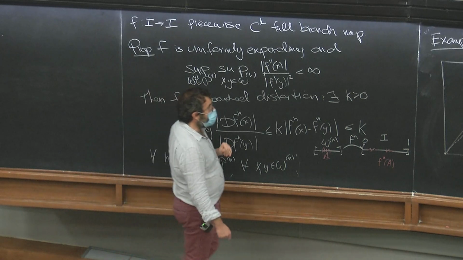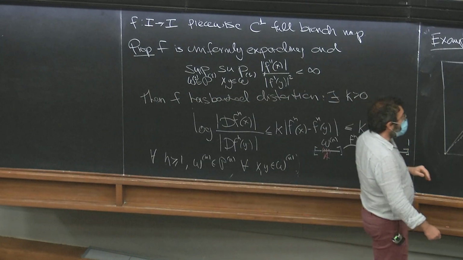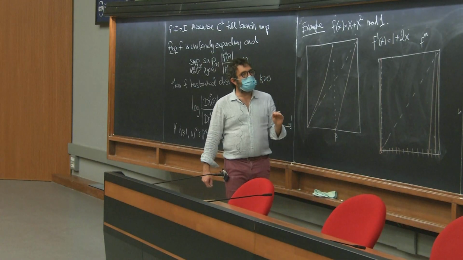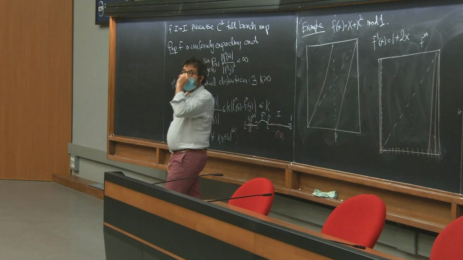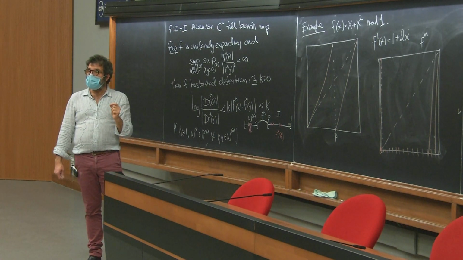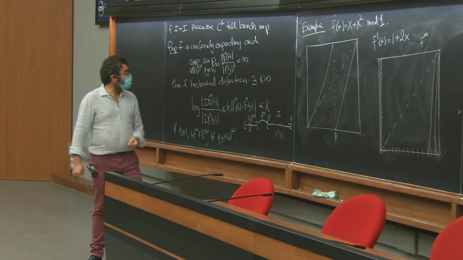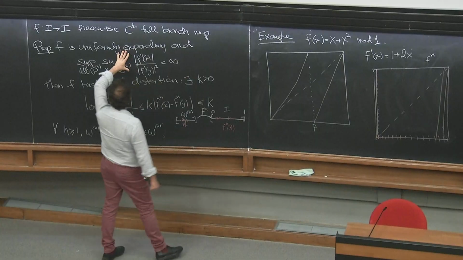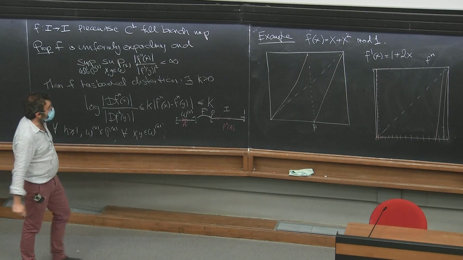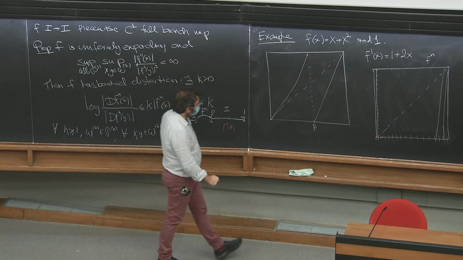And in fact, in this example, the conclusion about the existence of an absolutely continuous invariant ergodic measure also fails. So the next theorem we're going to prove is that under these assumptions, there exists an absolutely continuous invariant probability measure.